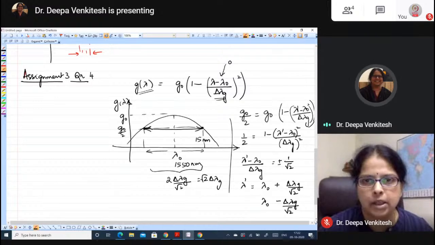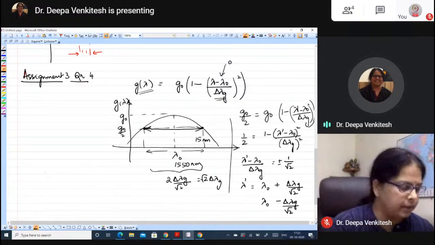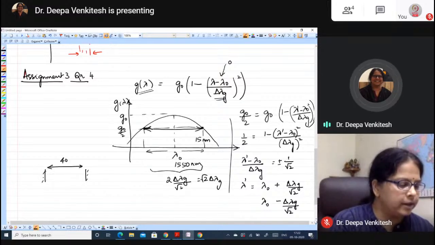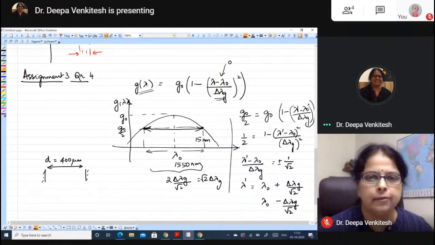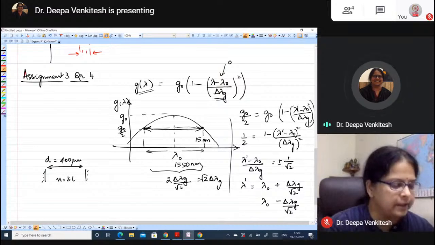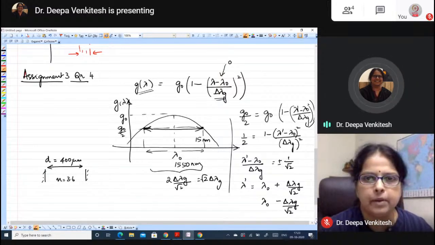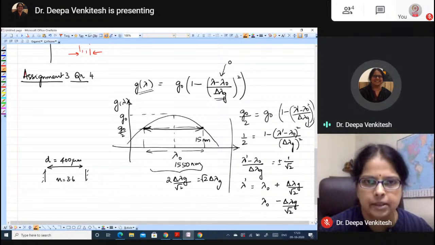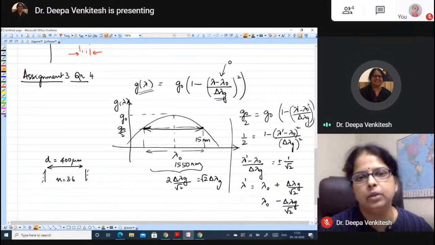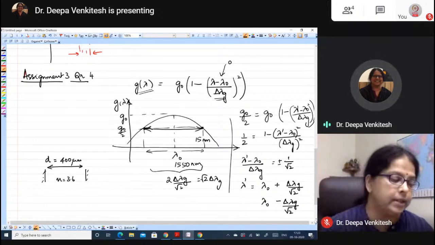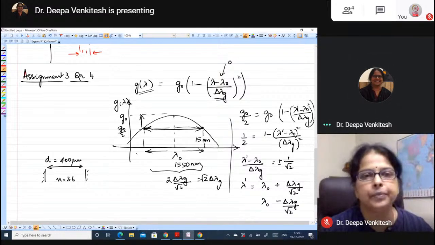Okay, let's get to the question. The length of the cavity is 400 micron. So I have a Fabry-Perot cavity whose length is 400 micron. So in our notation, D is equal to 400 micron. Refractive index of the material is 3.6. Find the number of wavelengths that would satisfy the phase condition with G greater than or equal to 0.5 G naught. So I've already calculated G greater than 0.5 G naught. So this is the wavelength separation for which G is greater than half G naught.